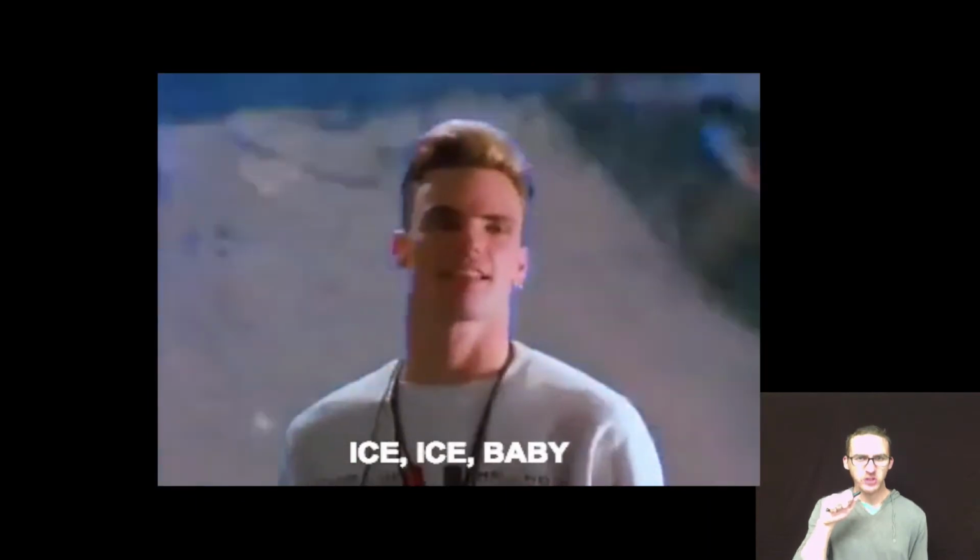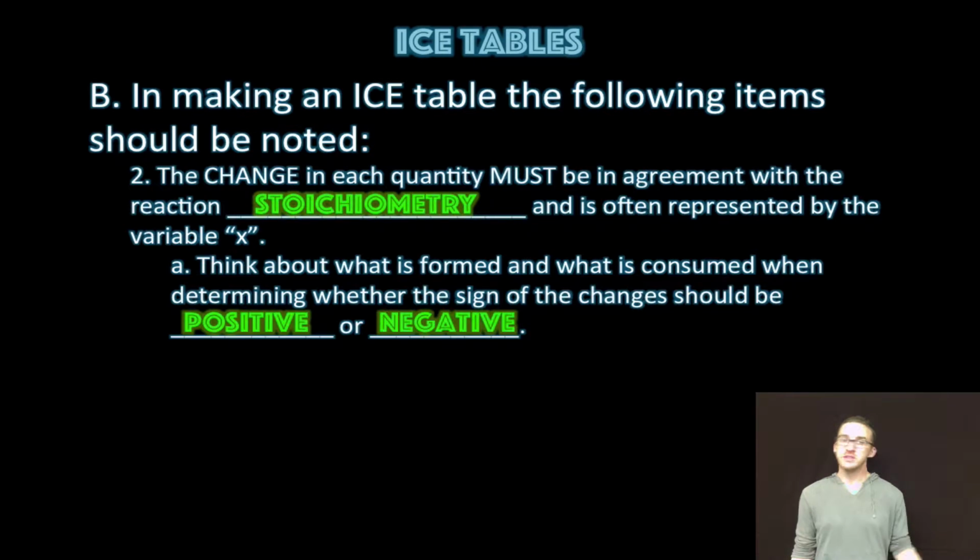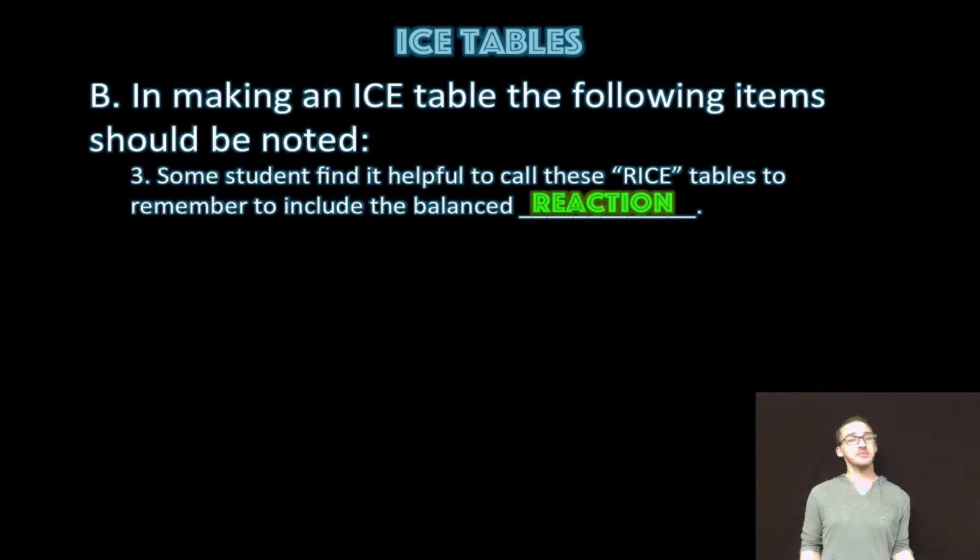Ice tables. Few things to keep in mind when you create ice tables. One, express all quantities in terms of concentration, moles per liter. Two, keep in mind that the change in each quantity must be in agreement with the reaction stoichiometry. We often represent that by the variable x. And you need to think about what is formed and what is consumed when determining whether the sign of those changes will be positive or negative. And then three, keep in mind that some students find it helpful to call these rice tables to remember to include the balanced reaction. I prefer ice tables just because I like the song.